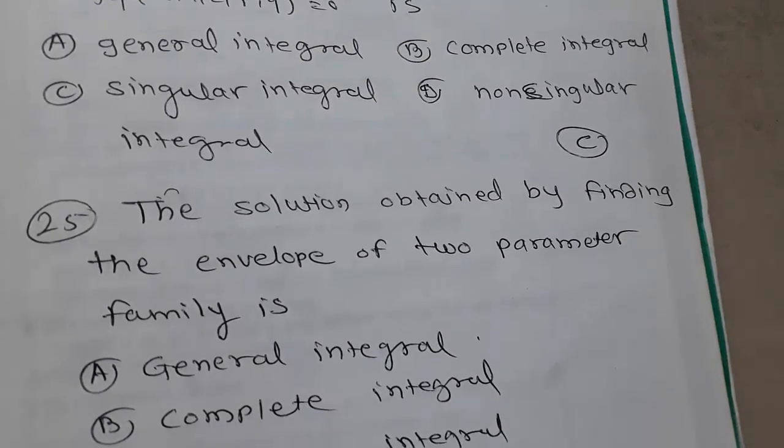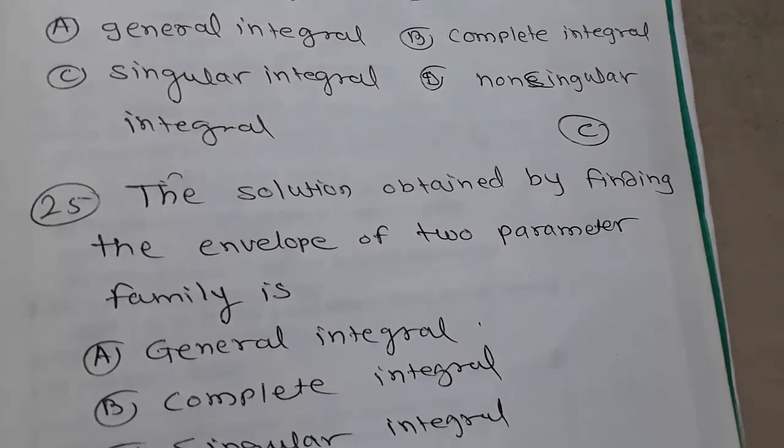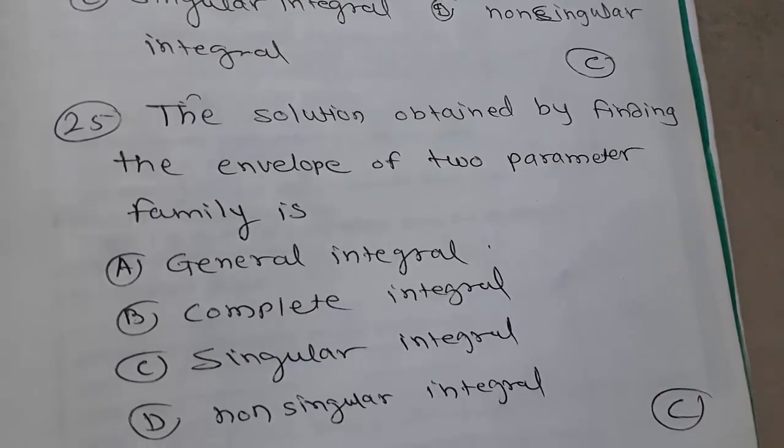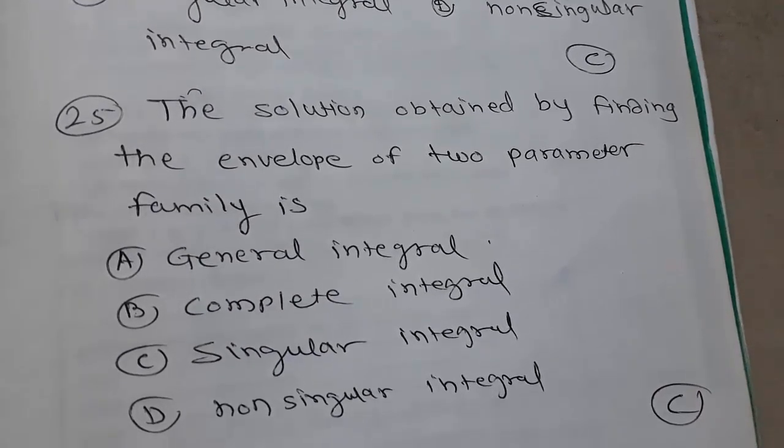25. The solution obtained by finding the envelope of two-parameter family is: general integral, complete integral, singular integral, and non-singular integral. The solution obtained by finding the envelope of two-parameter family is always singular integral, and option C is correct.